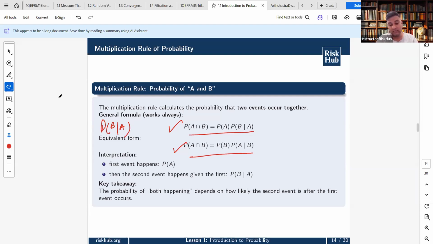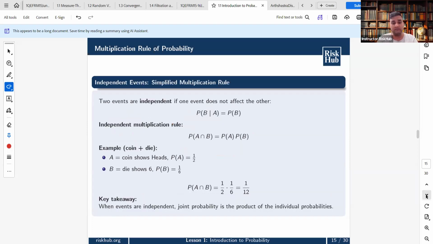Probability of A intersection B is equal to probability of A into probability of B conditional on A. This appears everywhere in your stress testing, which we need to understand. So the probability of both happening depends on how likely the second event is after the first event occurs. Okay. Then we get into question number 15.